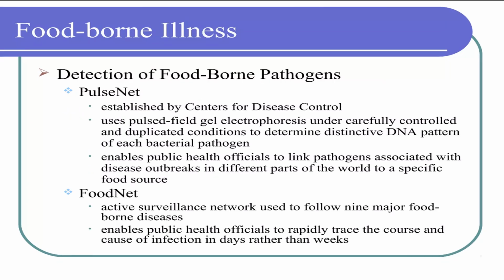Detection of foodborne pathogens by PulseNet, which was established by the Centers for Disease Control, uses pulsed field gel electrophoresis under carefully controlled and duplicated conditions to determine the distinctive DNA pattern of each bacterial pathogen. It enables public health officials to link pathogens associated with disease outbreaks in different parts of the world to a specific food source. FoodNet, an active surveillance network used to follow 9 major foodborne diseases. It enables public health officials to rapidly trace the course and cause of infection in days rather than weeks.